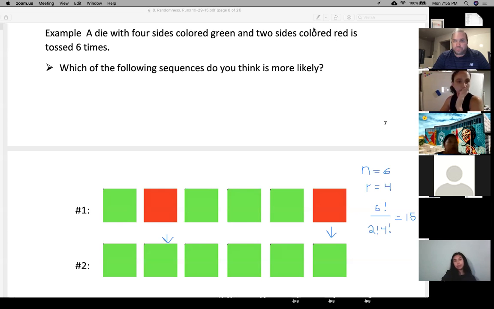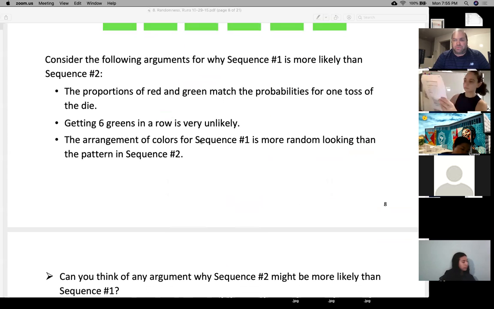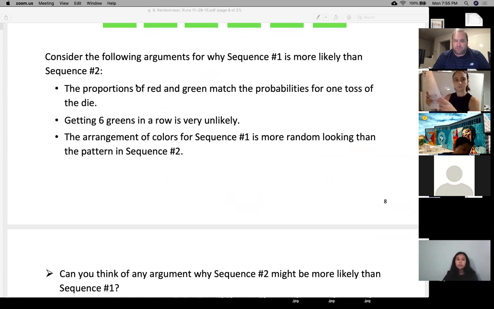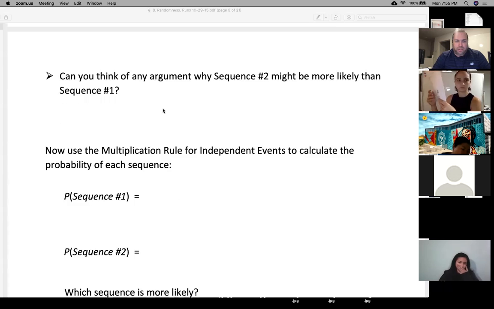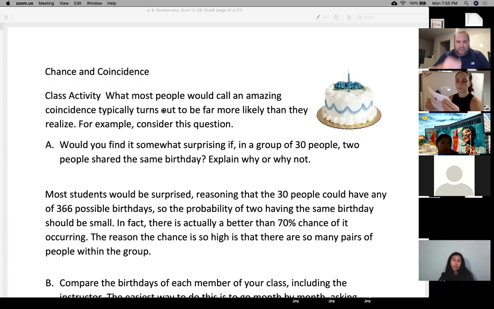Okay, so consider the following arguments for why sequence 1 is more likely than sequence. Oh, okay, so I already did that one. And we did that one. Okay, so down here, last thing.